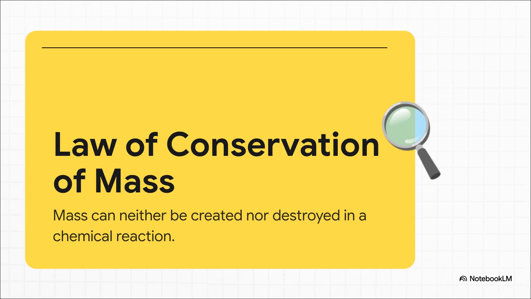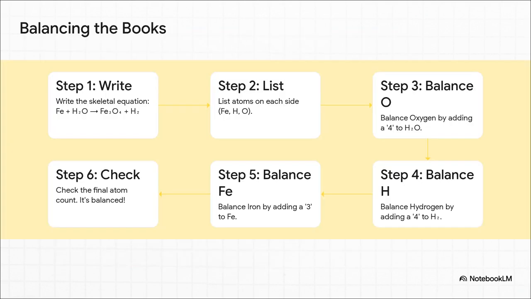And this brings us to the absolute golden rule of chemistry. This is a fundamental law of the universe, the law of conservation of mass. You can't just create atoms out of thin air, and you definitely can't make them disappear. Whatever you start with, you have to end with. So, to follow the law, we have to balance our equation. Think of it like balancing your bank account. What goes in must come out.